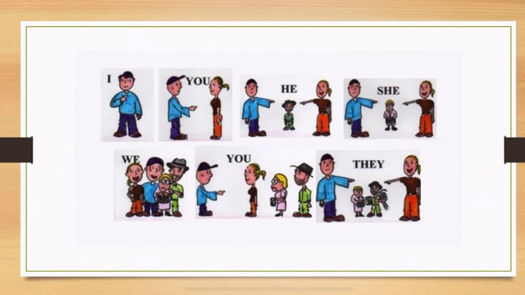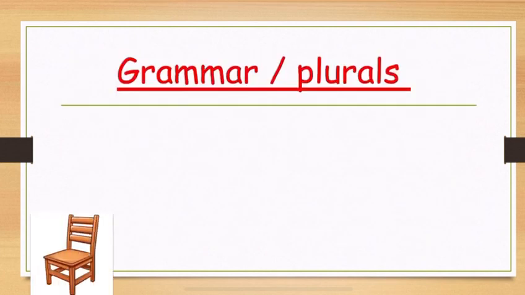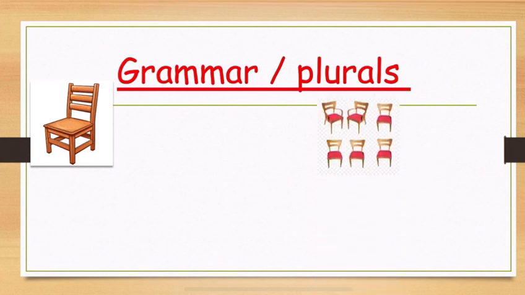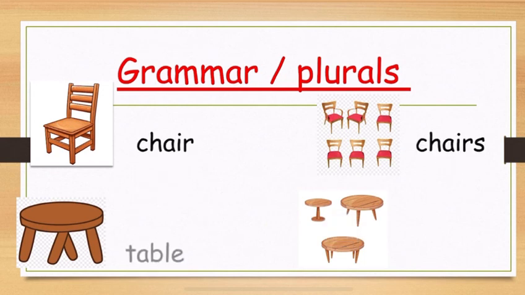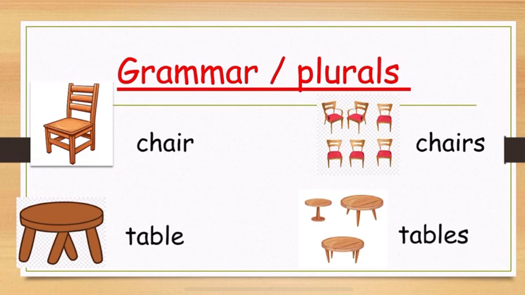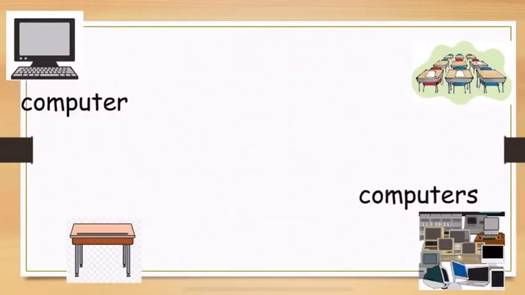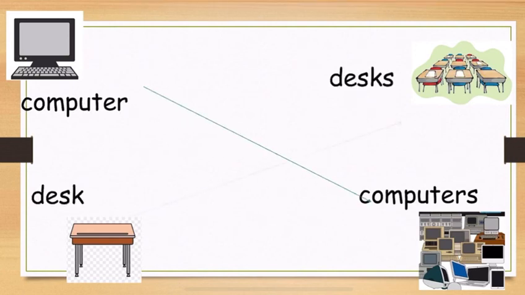Here we have the pronouns, I, you, he, she, we, you, they. Grammar, plurals, here. Chair, chairs, table, tables. We are going to add s at the end of the word. Computer, computers. Desk, desks, yes.